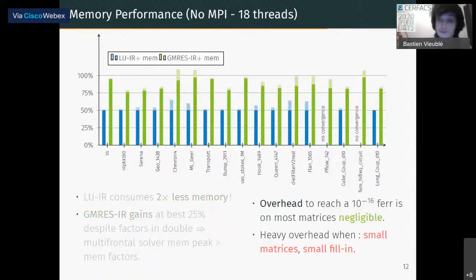If we consider using the plus variant for having a better error accuracy, we will add an overhead on the memory, which is on most of the matrices negligible. And when this is not negligible, it may be due to small matrices or small fill-in, which makes the copy in quad of the original matrix, for the computation of the residual, heavier in comparison to the factors in memory.